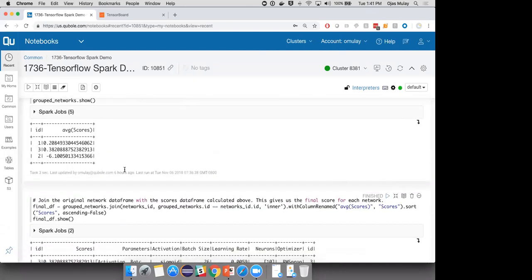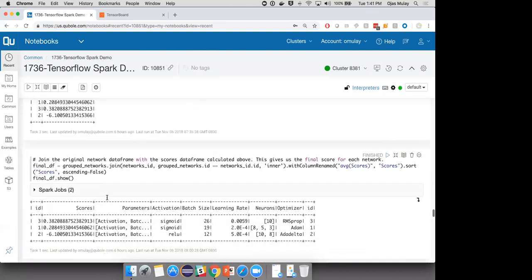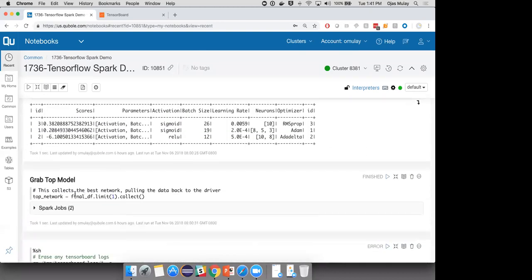In the end, I'm just trying to figure out what are my top 3 models, and then grab the top model out of it.